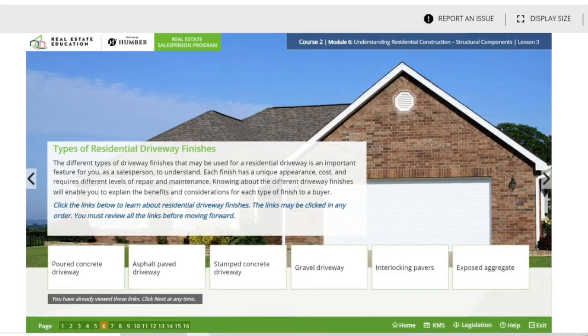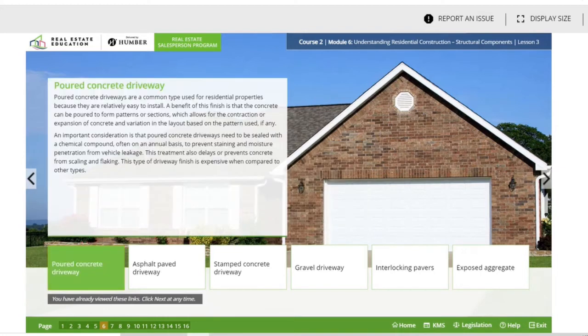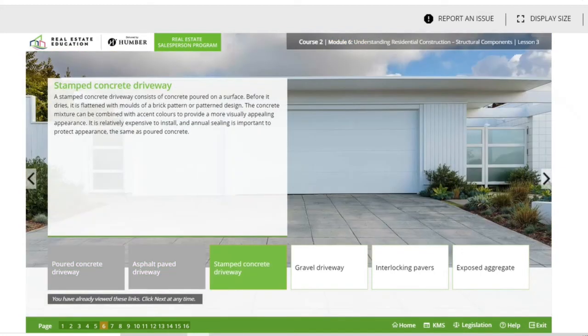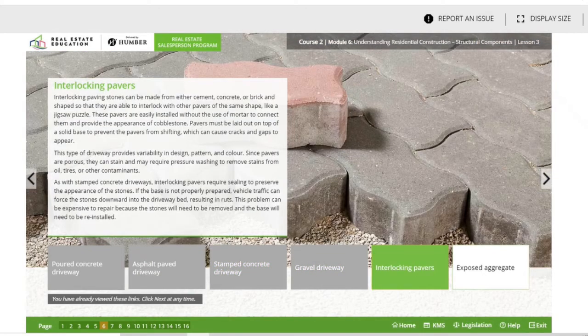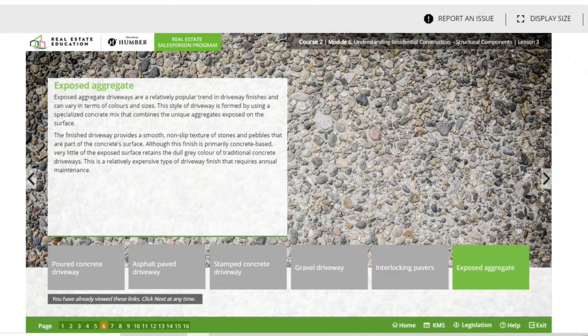Different types of driveway. There's poured concrete, asphalt, and stamped concrete. There's gravel driveway, which are the most popular, and then there's interlocking pavers that are made of cement, concrete, or brick that just interlock with each other. Exposed grade aggregate. These are relatively popular in driveway finishes and can vary in terms of colors or size. This is pretty cool. Okay, next.